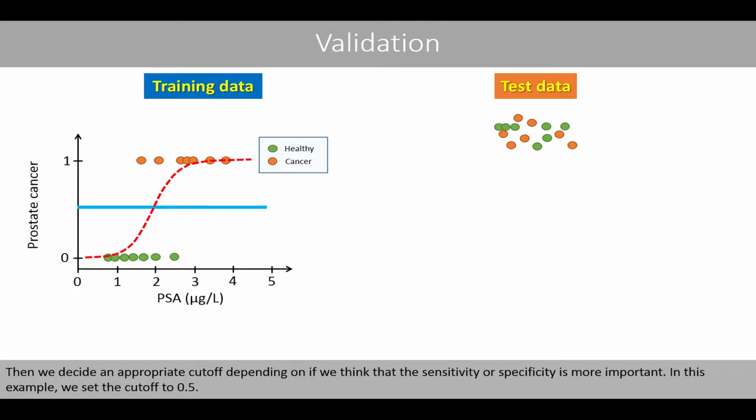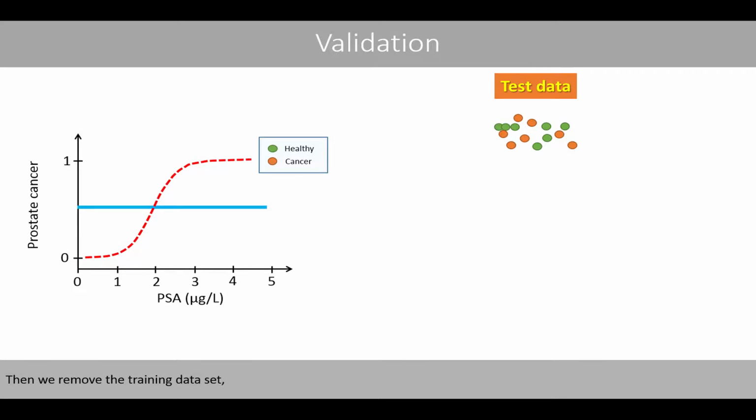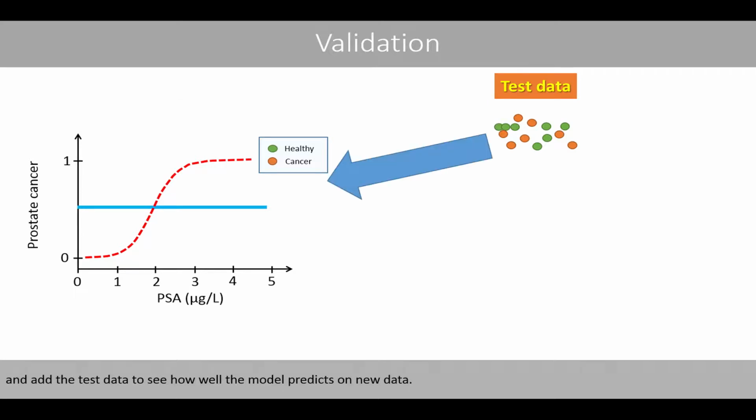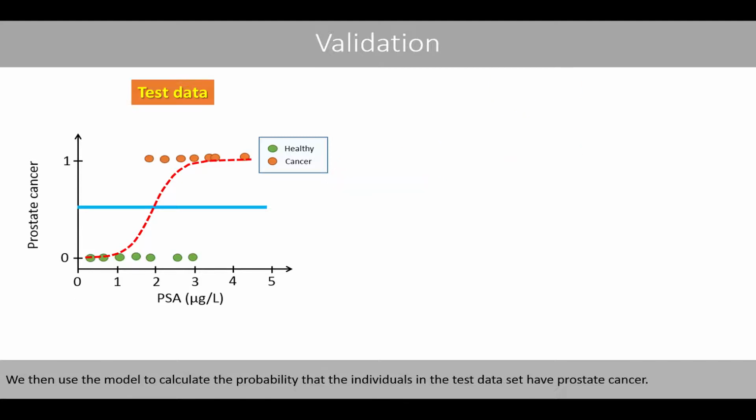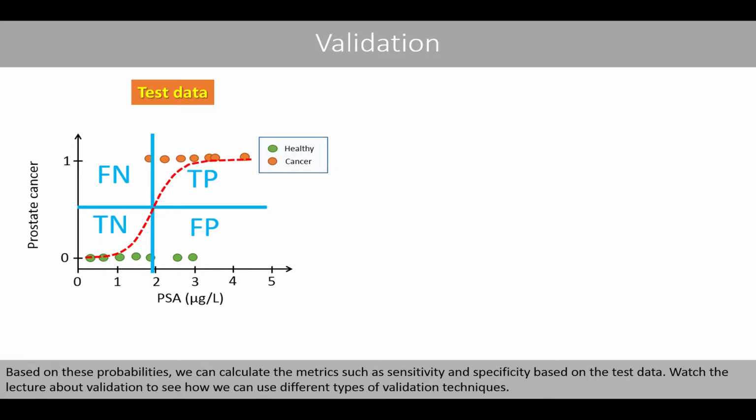Then we decide an appropriate cutoff value depending on if we think that the sensitivity or specificity is more important. In this example, we set the cutoff value to 0.5. Then we remove the training dataset and add the test data to see how well the model predicts on new data. We then use the model to calculate the probability that the individuals in the test dataset have prostate cancer. Based on these probabilities, we can calculate metrics such as the sensitivity and specificity based on the test data. Watch the lecture about validation to see how we can use different types of validation techniques.